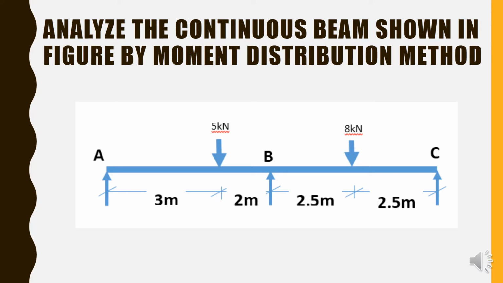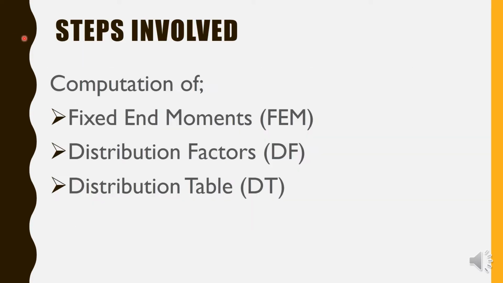Moving ahead, the procedure is quite simple for moment distribution method. The procedure involved here is basically a three-step procedure. The first one is to find the fixed end moment. The next one is distribution factors, and for distribution factors there are hardly two formulas that we need to remember. One is 3EI by L, the other one is 4EI by L. 3EI by L will be used when the end support is simply supported.